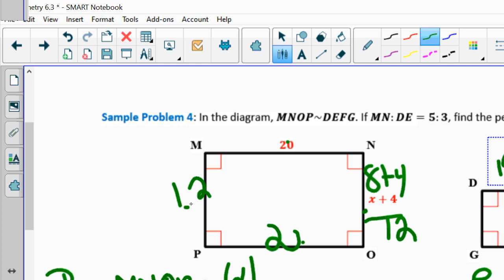They did not give me any kind of units. So over here, then we're going to have 12, 12, 7.2, and 7.2. So 12 plus 12, 24, plus 7.2 plus 7.2, 38.4. There's the perimeter of that one. Okay.